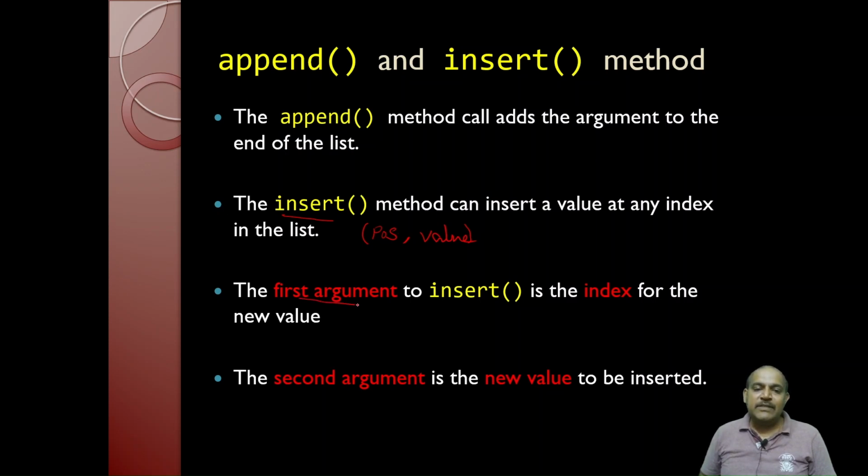Therefore, the first argument will always be the index of the new value to be inserted, whereas the second argument exactly tells you what value you have to insert in the list. Let us take one example each for append as well as insert and explore. So, how does it work in Python?